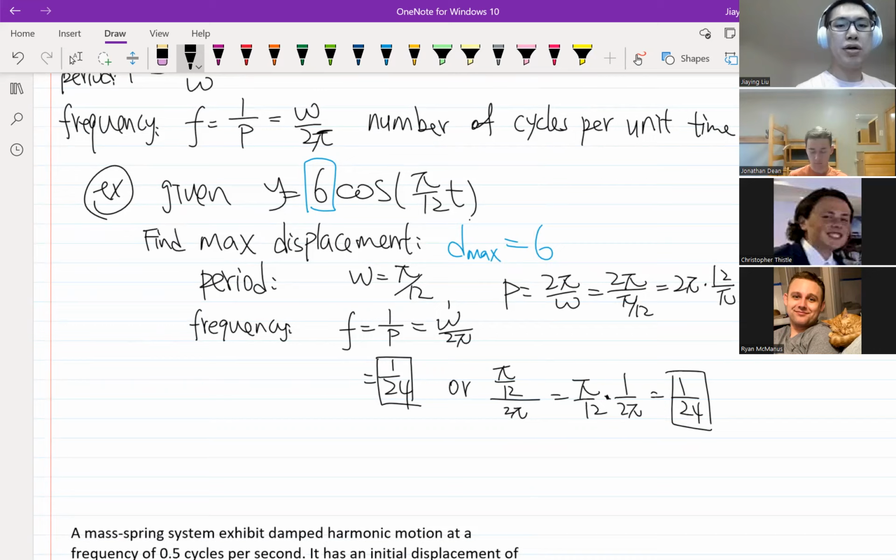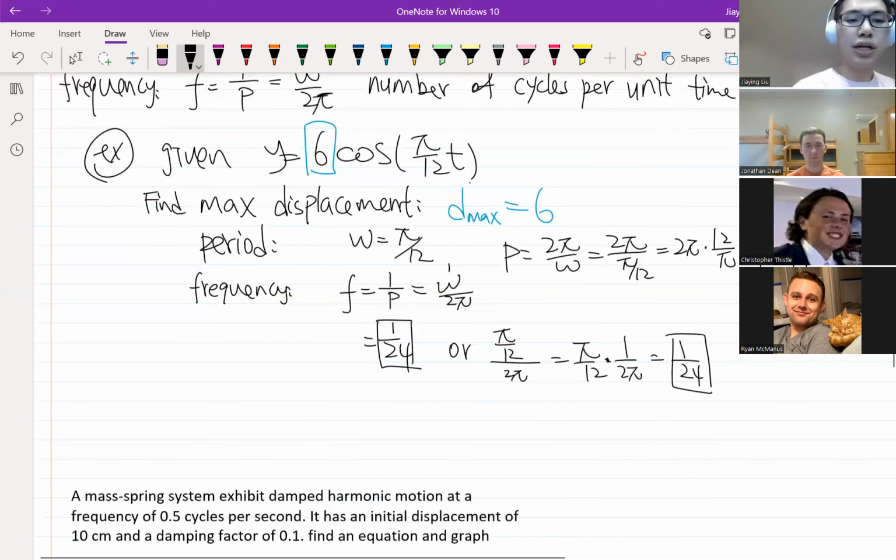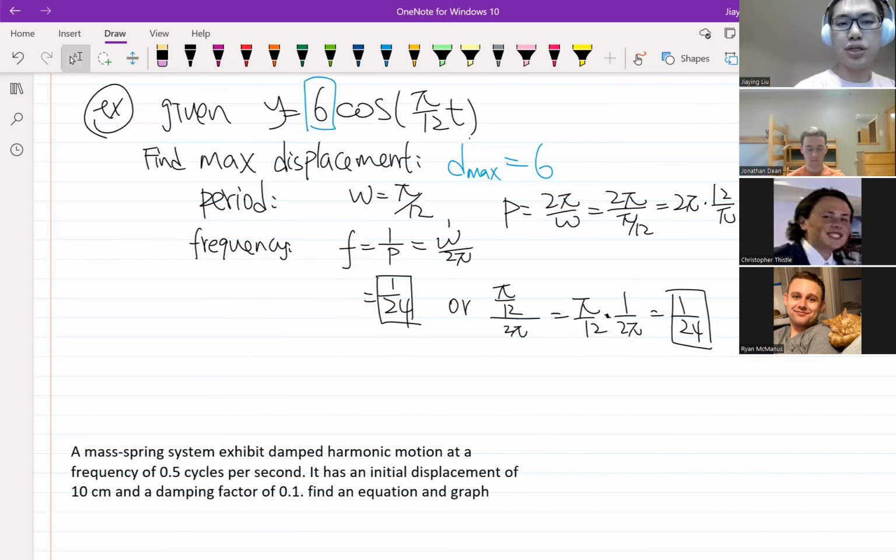Any questions about maximum displacement or the period or frequency? I mean, we have seen the period before and we've seen amplitude before. Now we just use a different term. It's called maximum displacement. Now the next thing, any questions on this?